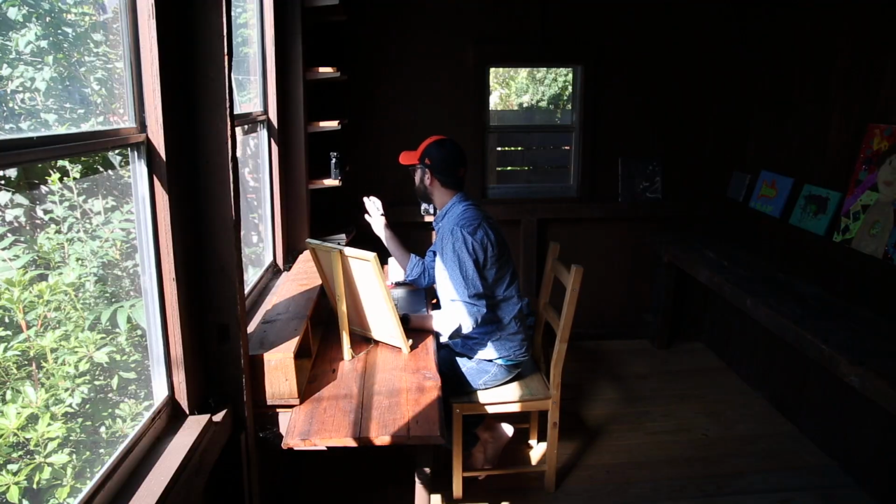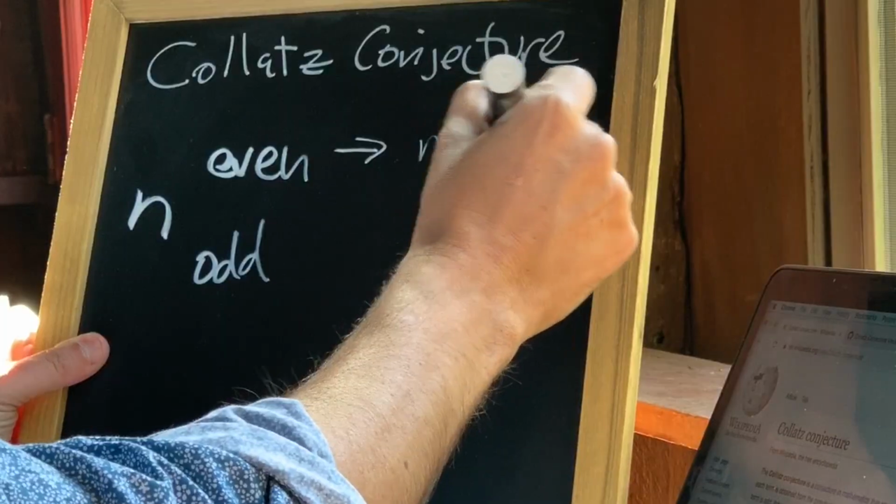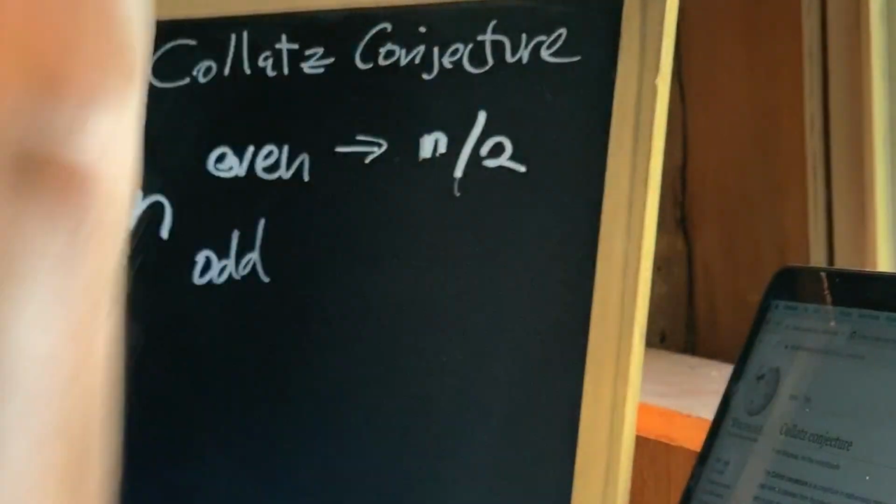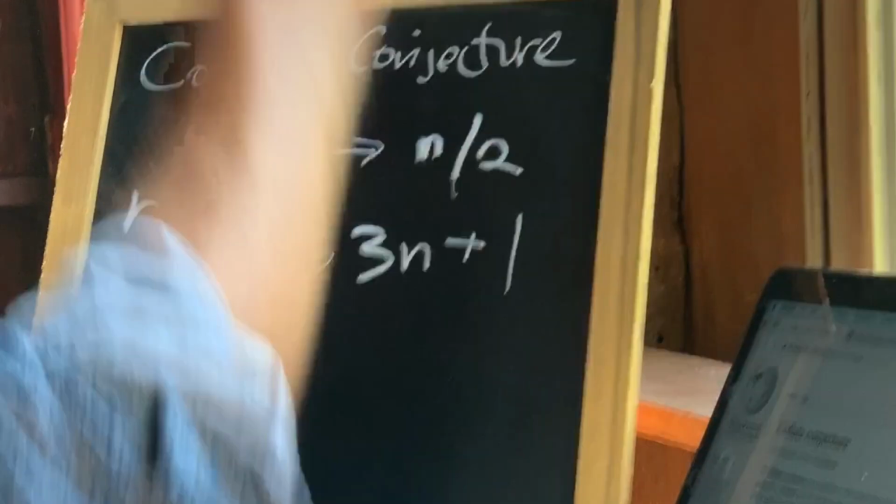I'm here in the cabana, and I'm ready to start coding the Collatz Conjecture. The Collatz Conjecture is a conjecture in mathematics related to a number sequence. And the number sequence goes like this. Take any number n. If the number is even, set it equal to itself divided by 2. If the number is odd, set it equal to itself times 3 plus 1.